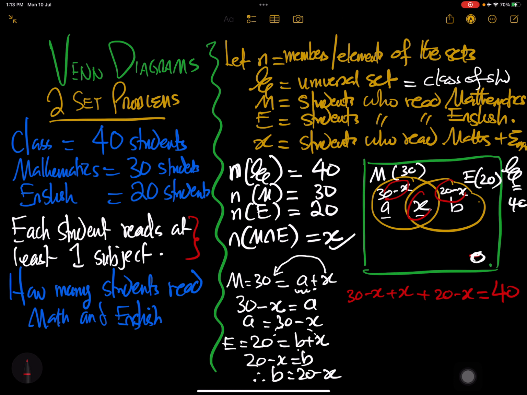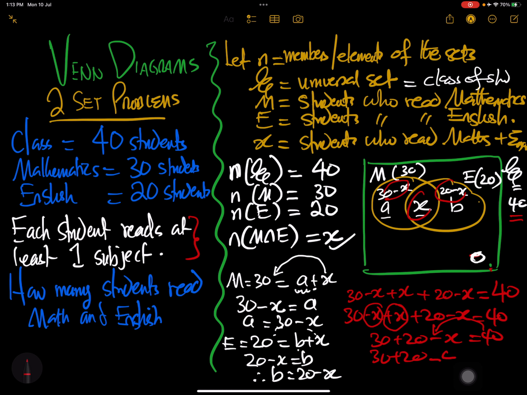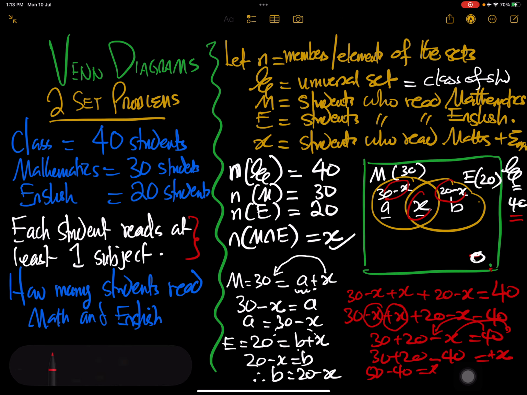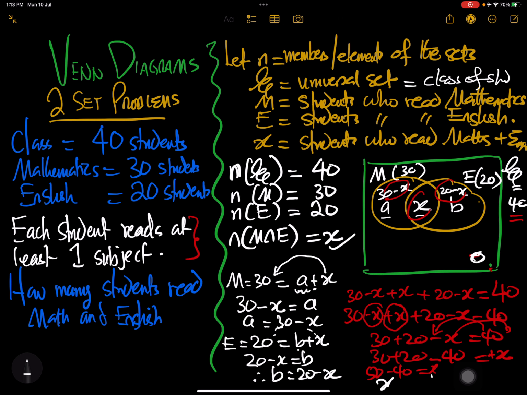Because everything that is in this box should give us the 40. Now, if we look carefully, 30 minus X plus 20 minus X, we can see that this minus X and this plus X will be 0. And we're going to get 30 plus 20 minus X is equal to the 40. Now, 30 plus 20, this 40 can come here. We're going to get minus 40, and this X can go there. We're going to get plus X. Therefore, we're going to get 50 minus 40 is equal to X. We can say that, therefore, X is equal to 10.